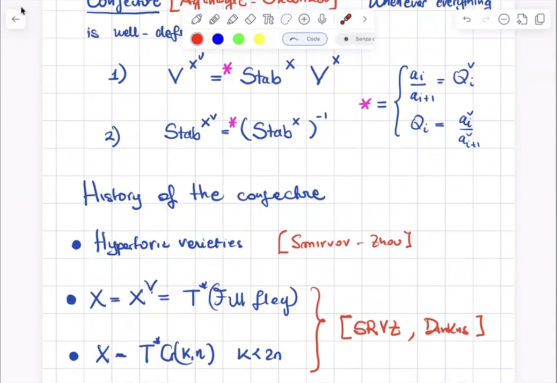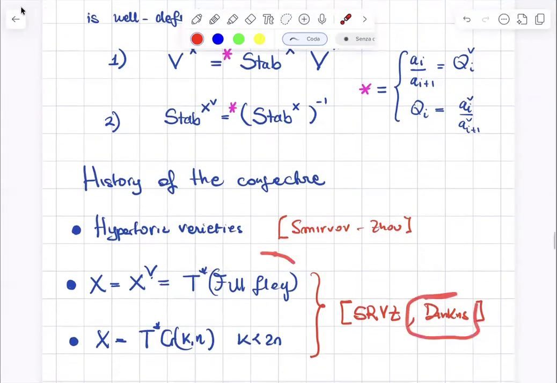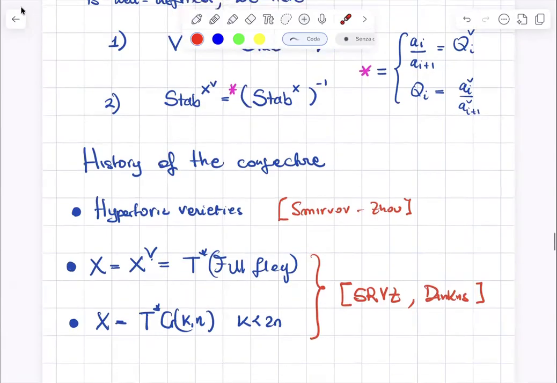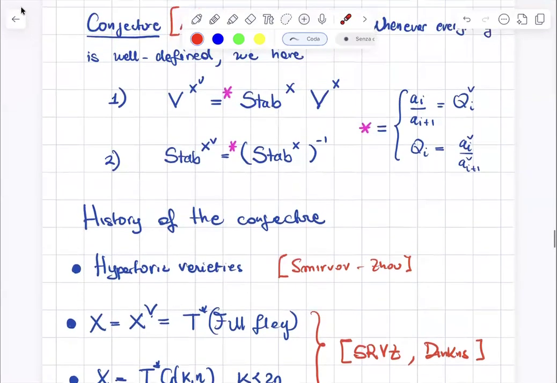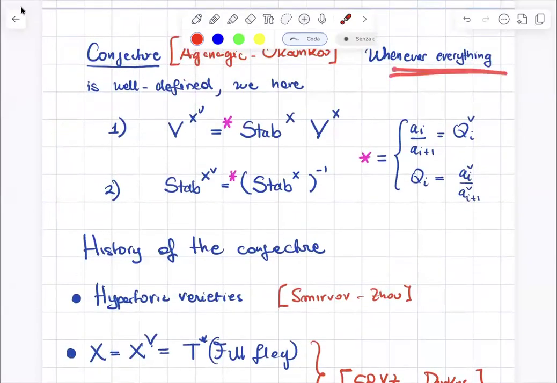But yet it is shown in the article by Smirnov, Rimanyi, Varchenko, and Zhu, and of Dinkins, that mirror symmetry holds, both in the case of the full flag variety and also in the case of the cotangent bundle of the Grassmannian, which is not self-dual, and yet whose dual is still a quiver variety. This is another technical but important point, and actually leads to one of the main reasons why dealing with such a mirror symmetry statement, the one involved in this conjecture, is not easy. It's not easy because you see that there's this condition, whenever everything is well defined.